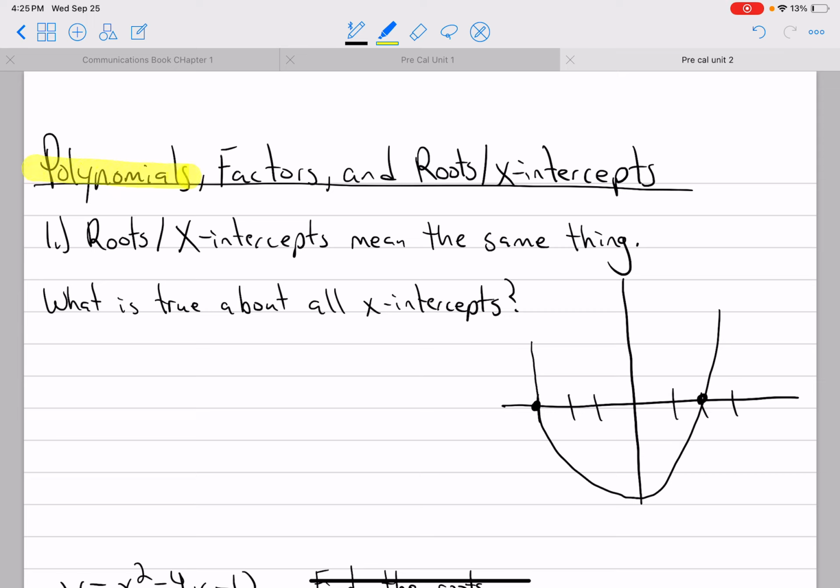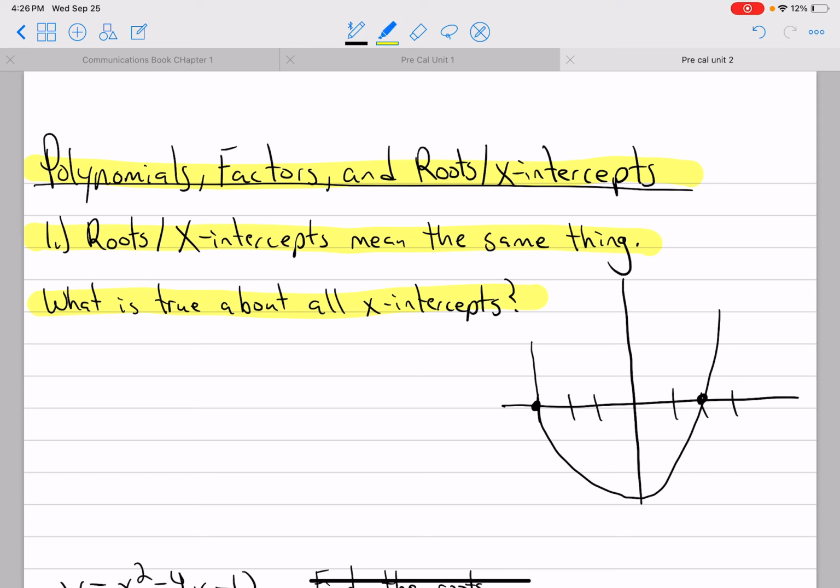We are talking about polynomials, factors, and roots / x-intercepts. All right, so one, a root or an x-intercept mean the same thing. That is the same idea. Use them interchangeably. You can also call them solutions, but we'll probably refer to them as roots and x-intercepts. So let's focus on x-intercepts. What has to be true about all x-intercepts? You know this, but I want to make sure you remember.